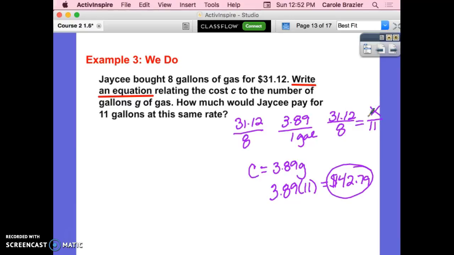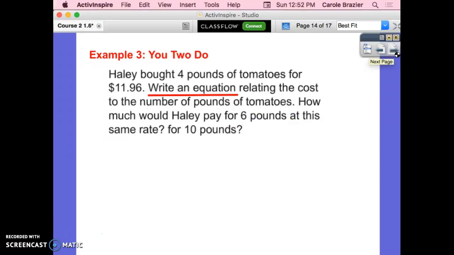Okay, so what you need to do is I am going to have you guys complete this one on an exit ticket. So pause the video, complete this one as an exit ticket, turn it in, and then you can get your homework and get started.